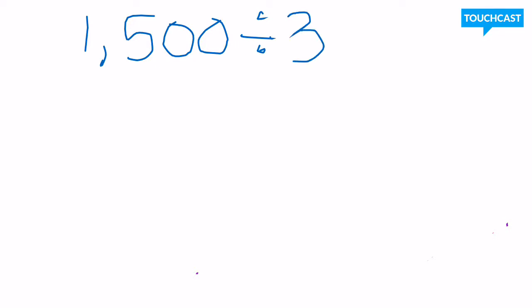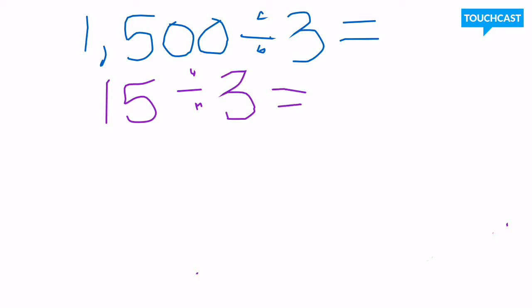Let's use another basic fact and place value to solve this problem. So we have our dividend as 1,500. And our divisor is going to be 3. So I want to find my quotient of 1,500 divided by 3. Once again, I'm going to look for my basic fact. So my basic fact is 15 divided by 3. And we know that 15 divided by 3 equals 5, has the quotient of 5.